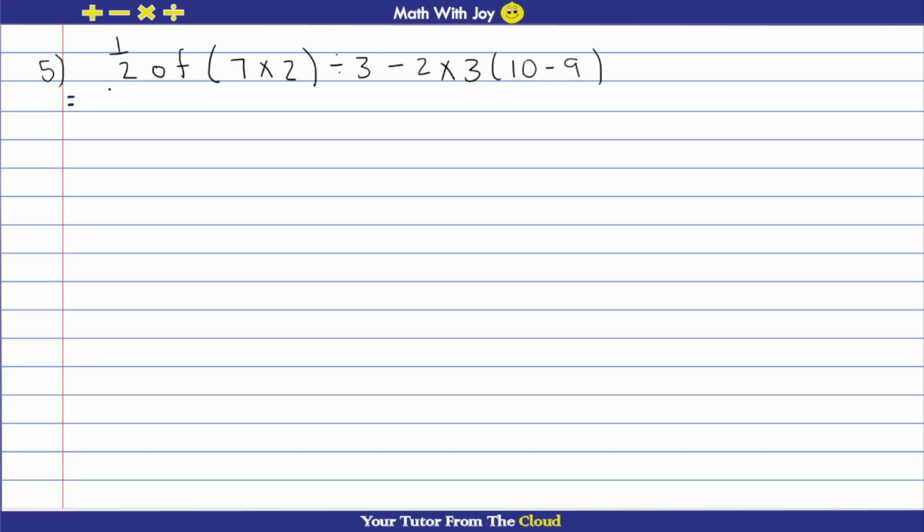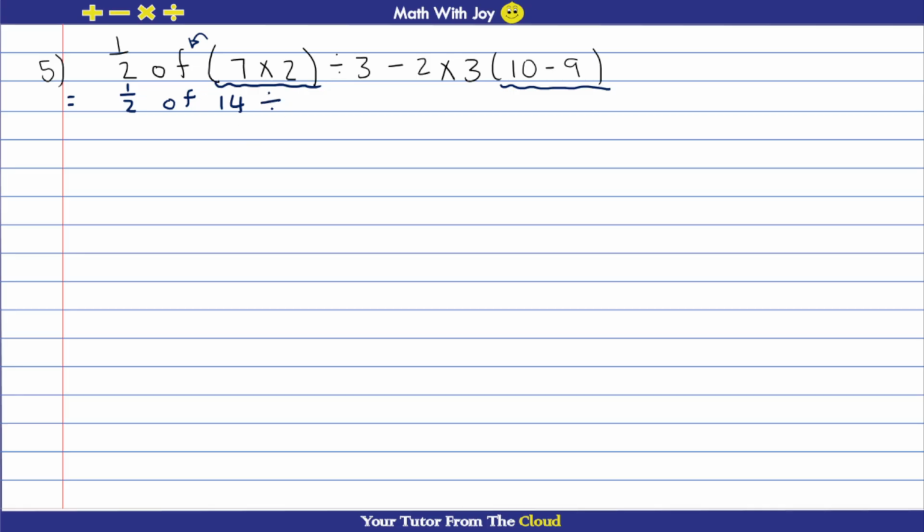So let's do this giant sum over here, and this is the last sum. In this last sum over here, again, we have brackets. Make sure you deal with those brackets first. So I will have a half of 14. Okay, I can still put this in brackets, but like I said, if you don't have a number next to the brackets, you might as well just get rid of those brackets.